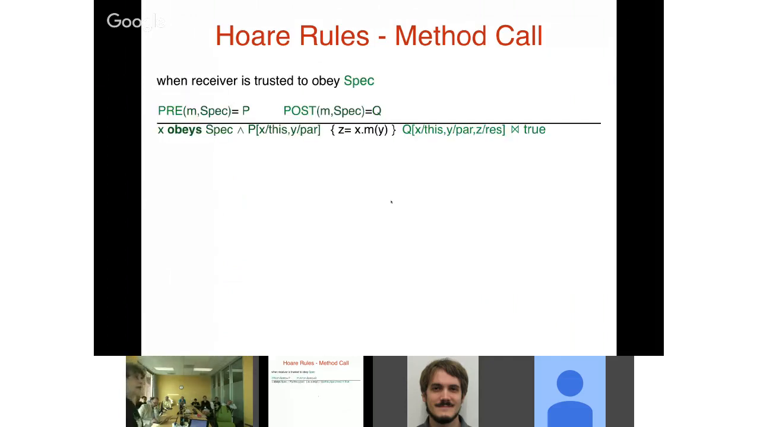The first rule is the rule that James already showed at the beginning of the talk. So if we call a method M on receiver X and argument Y, what do we know? Well, if we know that X obeys the specification, and the specification says that for a method M, the precondition is P and the postcondition is Q, and if we know that before the call P holds, then we know that after the call Q holds. And I need to do this renaming here where I'm replacing this for X and parameters for Y. This is just in order to do an adaptation to the particular call.